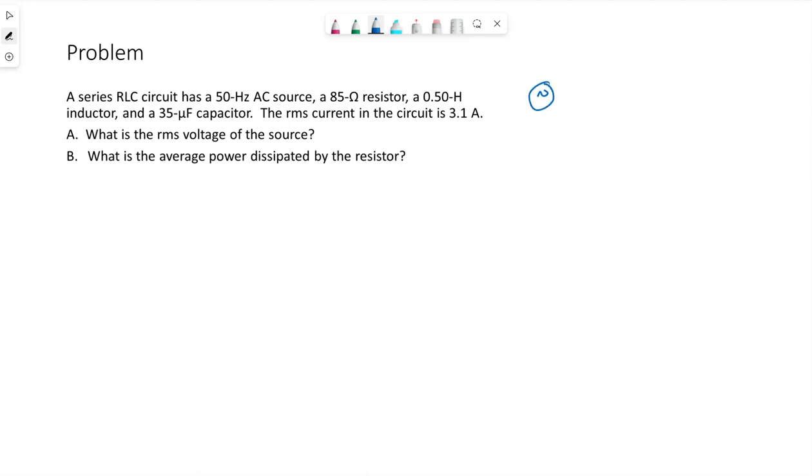All right, so our source voltage is connected to a resistor, an inductor, and a capacitor. We don't necessarily need to draw the picture per se. We do need to know they are in series though. L, our inductor, is 0.5 Henries. C, 35 microfarads. And it tells us the RMS current in this circuit is 3.1 amps.